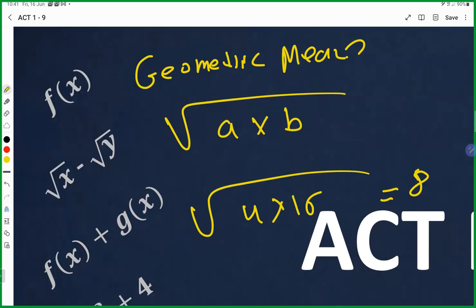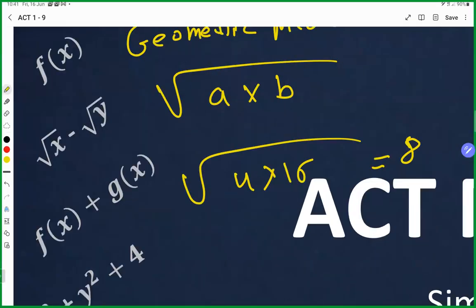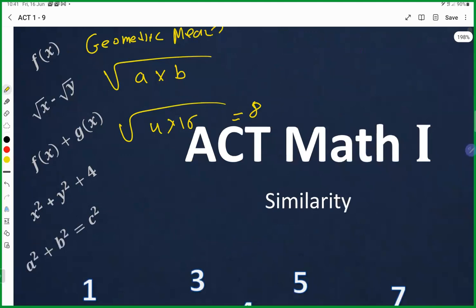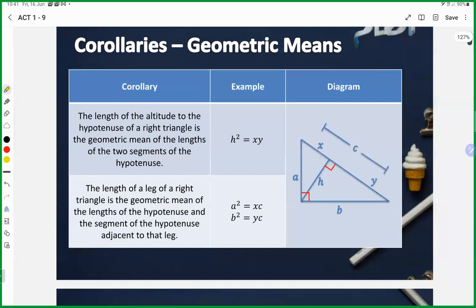Don't mix it up with an arithmetic mean. So this is what I call geometric mean. In the similarity chapter, remember the right triangle characteristics. If I want to get h squared, it equals x times y. If I want to get a squared, it equals x times c. If I want b squared, it equals y times c.